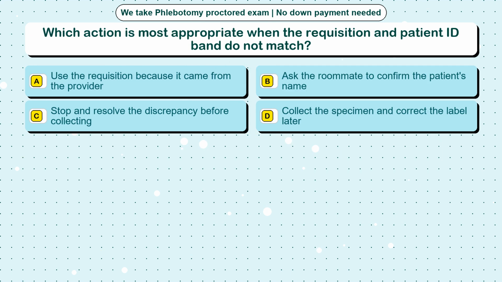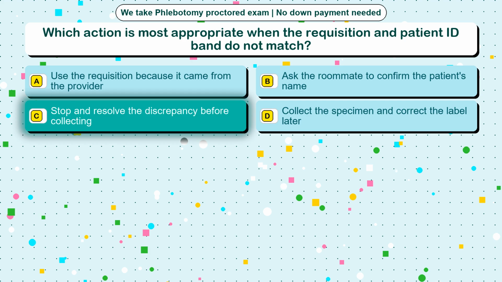Question 68. Which action is most appropriate when the requisition and patient ID band do not match? Option A. Use the requisition because it came from the provider. Option B. Ask the roommate to confirm the patient's name. Option C. Stop and resolve the discrepancy before collecting. Option D. Collect the specimen and correct the label later.